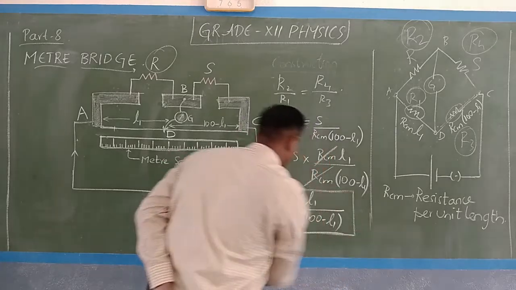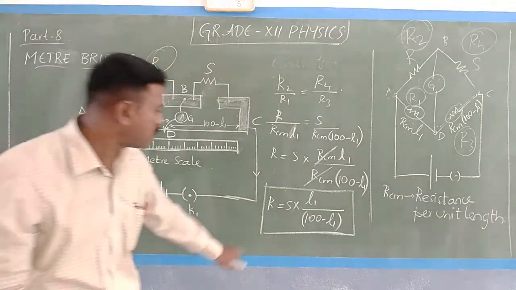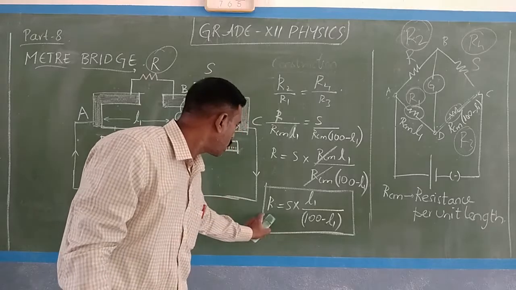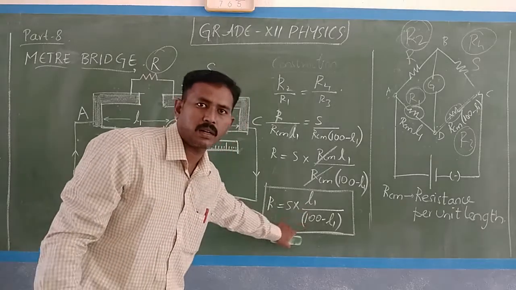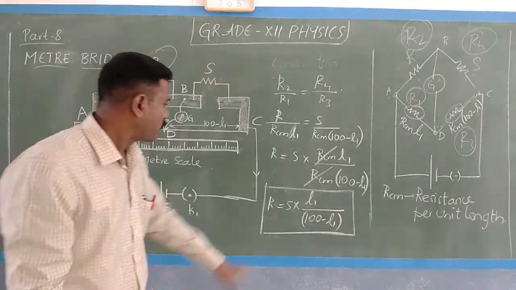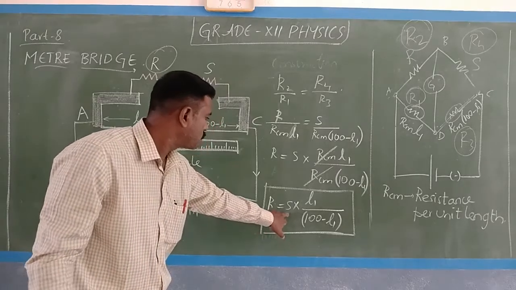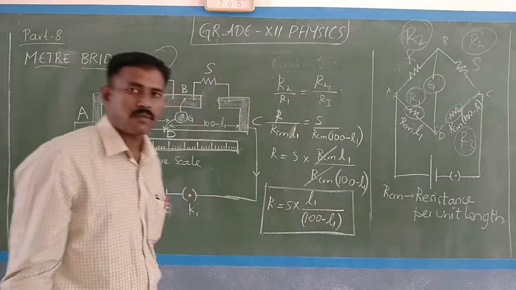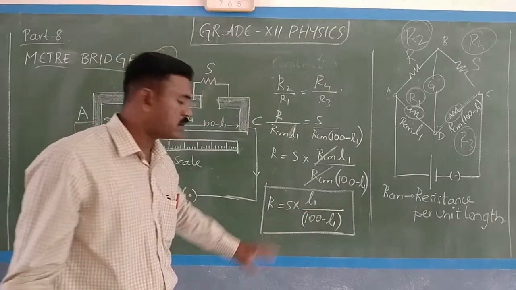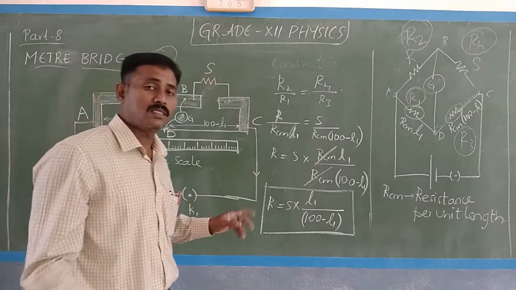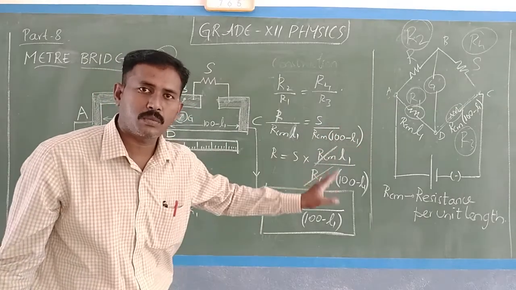So this is the final value we arrive at: R equal to S into L1 by 100 minus L1. So using this S and L1, we can find the value of this unknown resistor. The logic here is the same logic as we did in the Wheatstone's bridge.